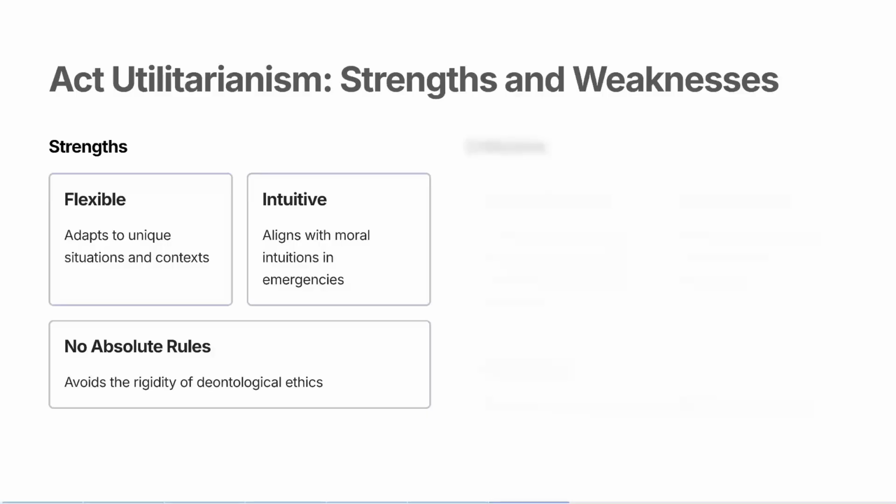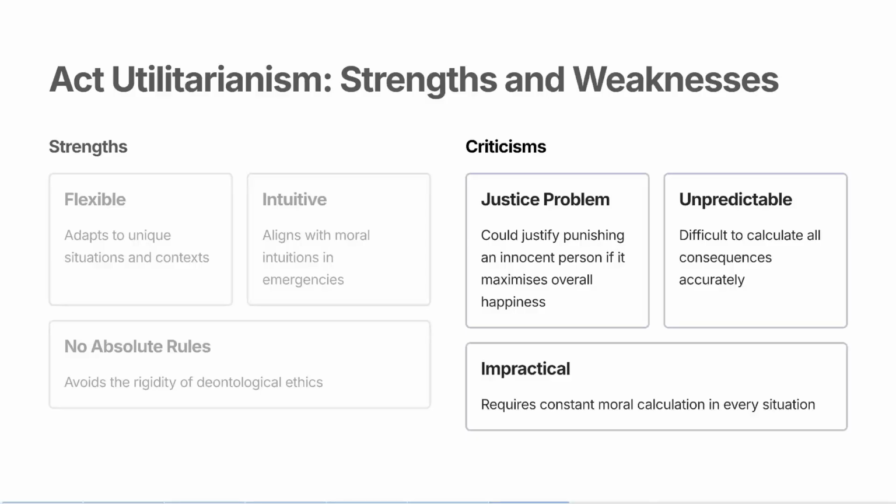It's also very intuitive. It can align with what your gut instinct would be in an emergency, and you're not going to delay the treatment or hold back saving someone because of a moral rule that forbids you. And so therefore there are no absolute rules. It avoids that rigidity of a deontological ethical system. But some of its criticisms are, for example, its justice problem or justice objection. If an action that harms an innocent person produces greater happiness overall, act utilitarian reasoning might appear to justify it.